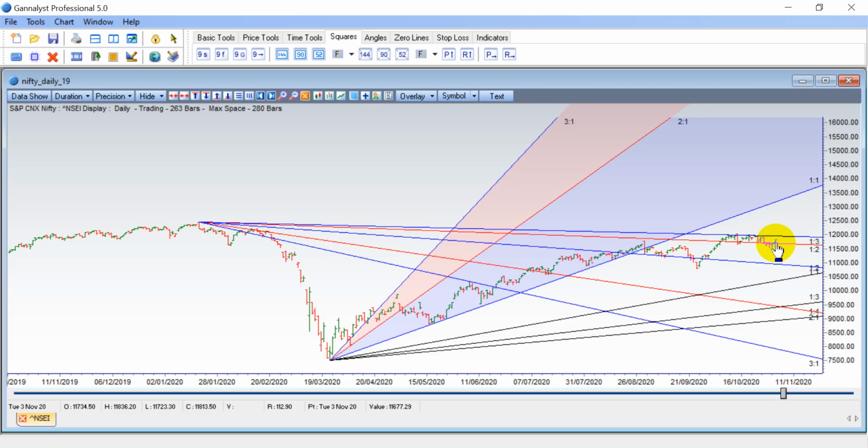So this is how markets are looking going into the US elections. Try to be reactive rather than proactive. Let's see how markets behave and whether we are able to capture a move or not.